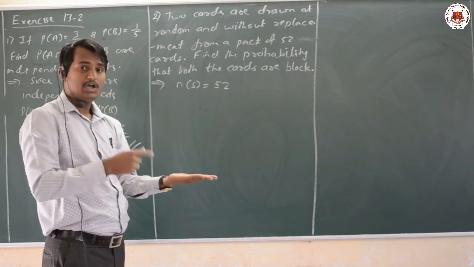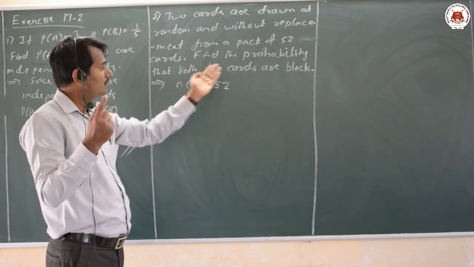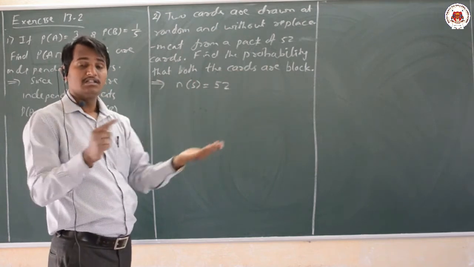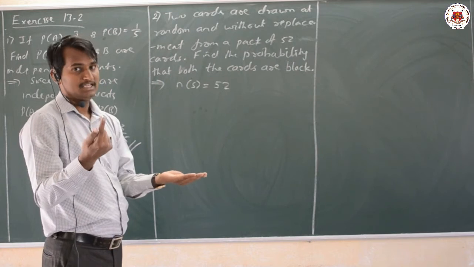In the first draw, I will choose one card. I will choose one card, and the probability is that it is a black card. That means if I am taking the first card, what is the probability that it is black?